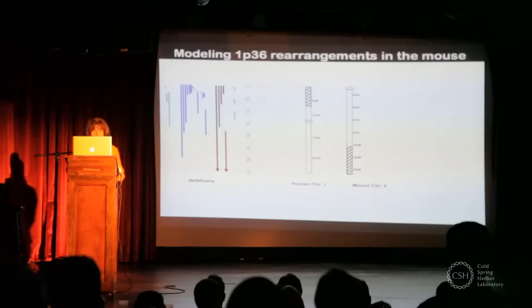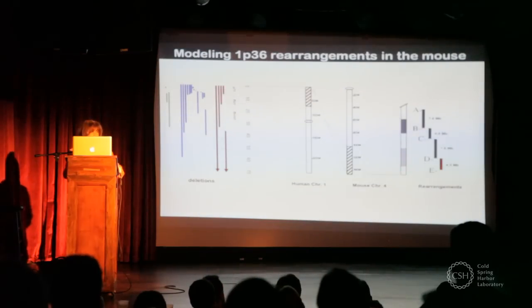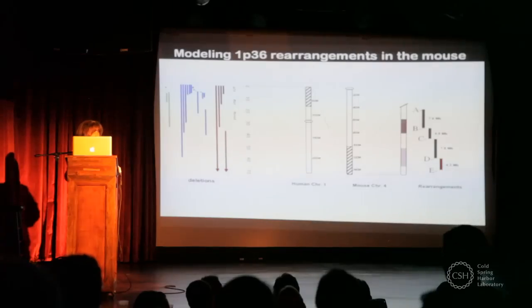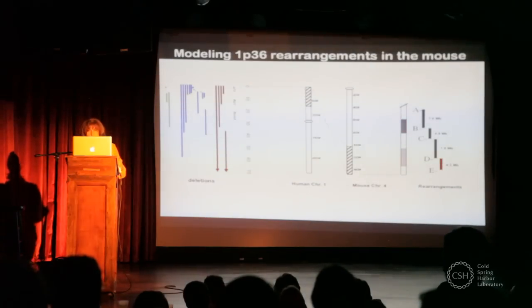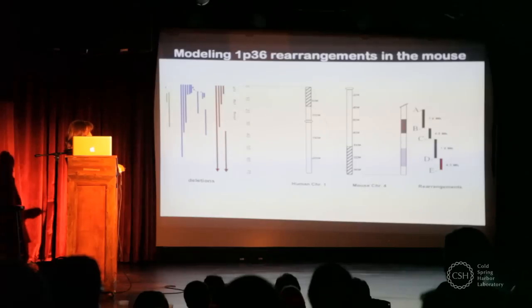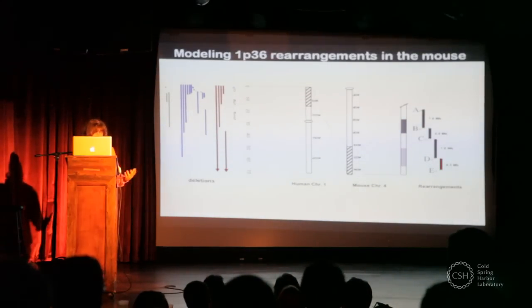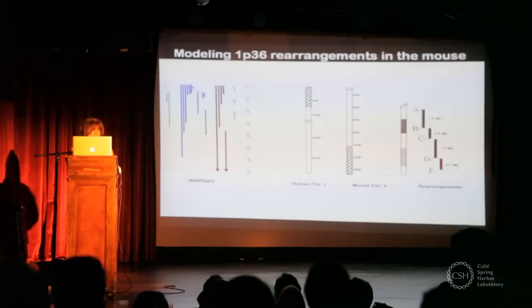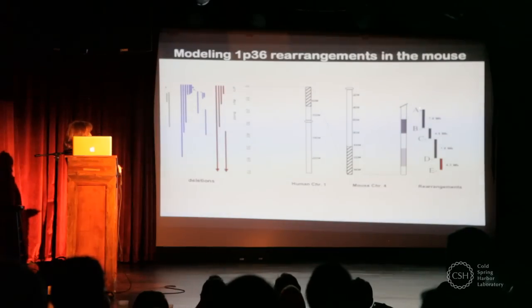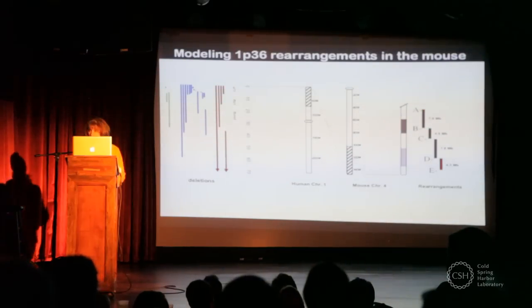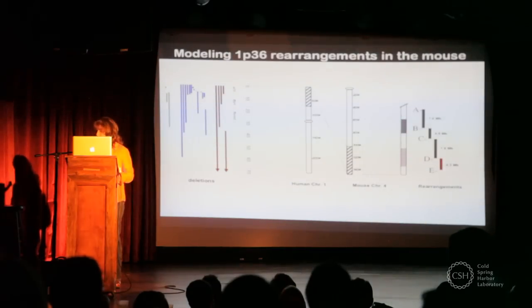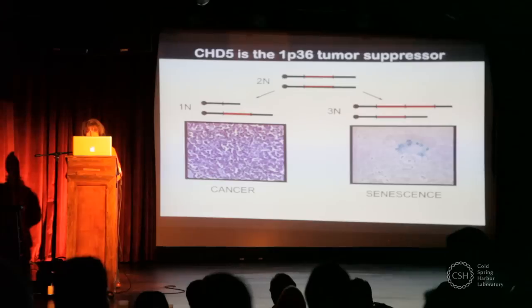So what we were doing is using our embryonic stem cell technology and our chromosome engineering, we were making a series of chromosome rearrangements shown here schematically. And then we do this in embryonic stem cells, and then we make mice that are actually deleted or duplicated for these various regions to see, can we pinpoint a tumor suppressive region?